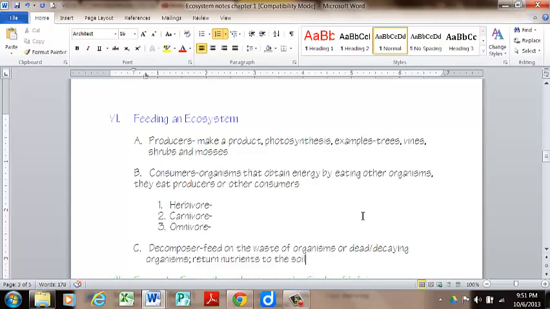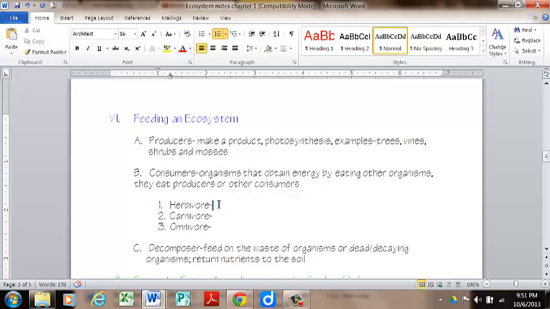So let's go on and read about the three kinds of consumers. Remember, we're reading about herbivores, carnivores, and omnivores. Consumers can be classified by the kinds of food they eat. Plant-eating consumers are called herbivores. Meat-eating consumers are called carnivores. Consumers that eat both plants and animals are known as omnivores. So I'm going to go ahead and make notes of that.